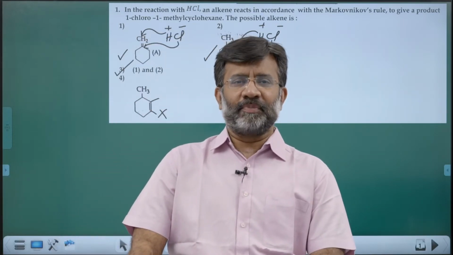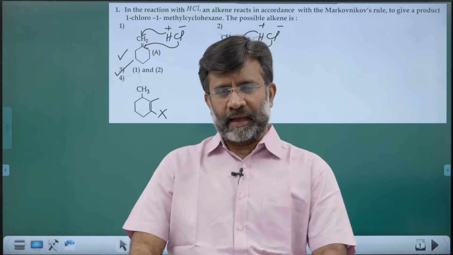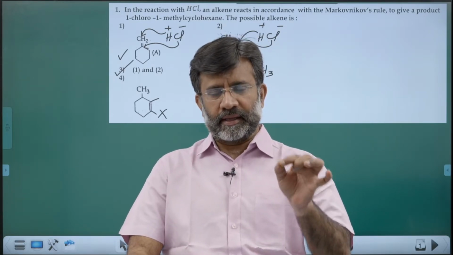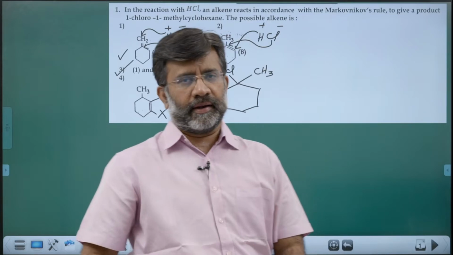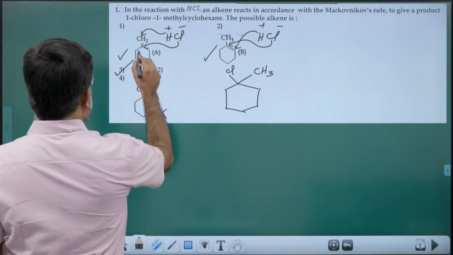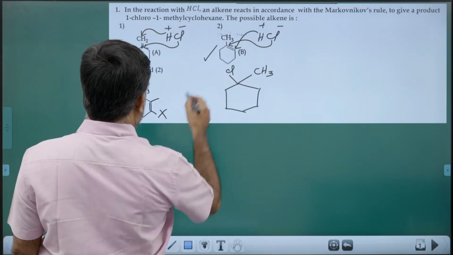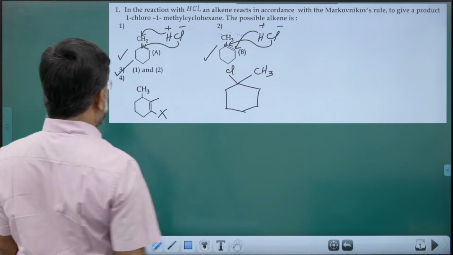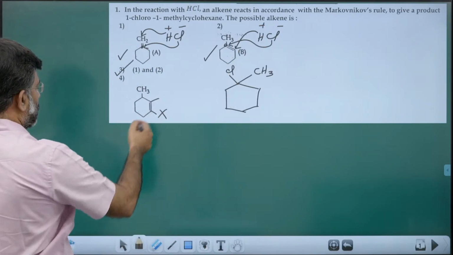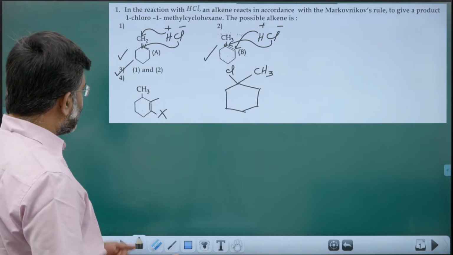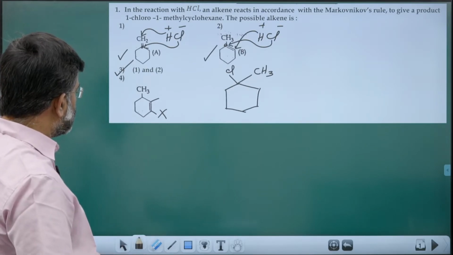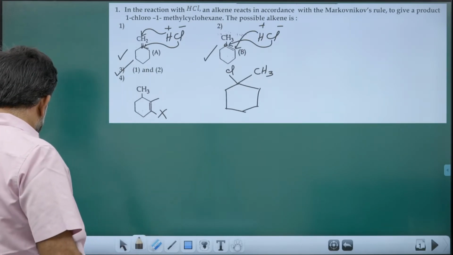Very simple question. You know Markovnikov rule. The negative part of the addendum attaches to the carbon containing fewer hydrogen atoms. So here in this carbon, halogen will come. Here in this carbon, halogen will come. Here it can be both the possibilities, and steric reasons will influence where it comes predominantly. Okay. Next question.